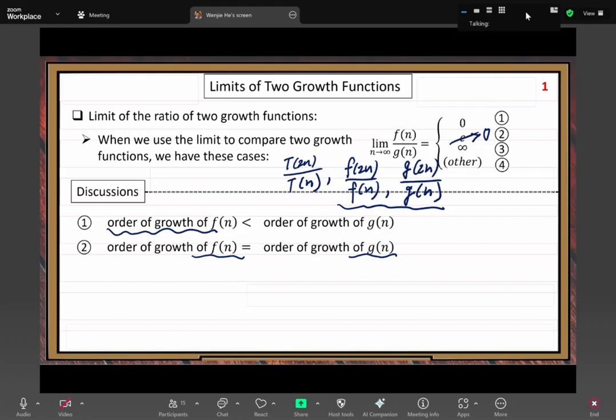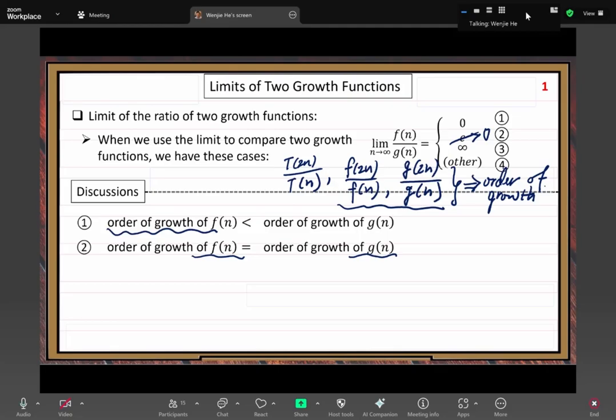Then you can have another understanding like this. Actually the ratio like this is closely related to the order of growth. Order of growth. This special ratio is closely related to the order of growth concept.